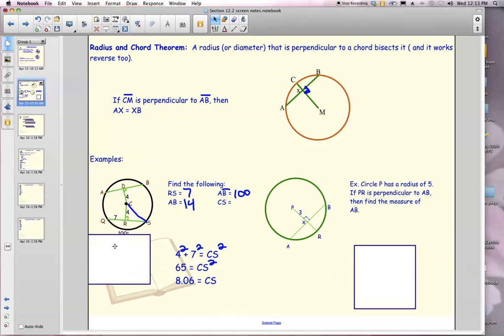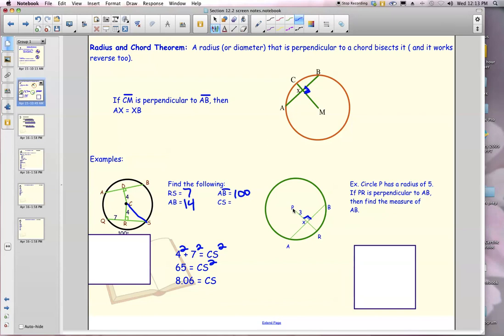The other example problem that we are going to look at says circle P has a radius of 5. Okay, so that means from the center out to the edge is 5. It says if PR is perpendicular to AB, so we know that this is a 90-degree angle. They want us to find the measure of AB. Okay, well, let's start with knowing that the radius is 5. That means anywhere I draw in, that radius is going to be 5. If I draw it in the right spot, it will make the most sense. All we're given is that from P to X is 3.